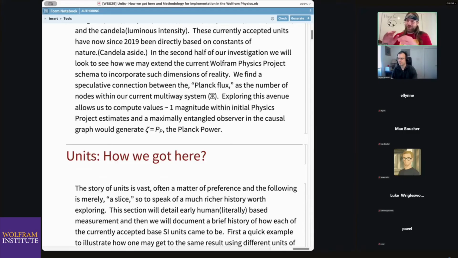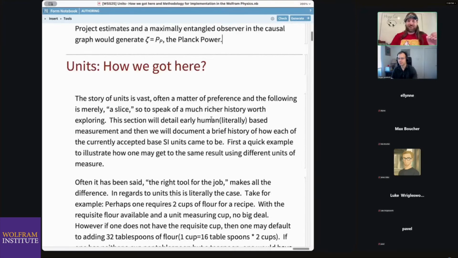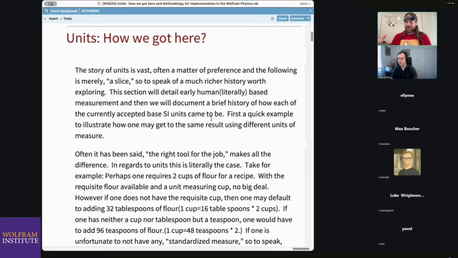So long story short, I basically just stripped the dimensions out, which seems like a very reckless thing to do, and then it seemed to replicate a lot of the initial physics project findings within approximately one order of magnitude, which I wasn't expecting. But again, this is a speculative connection, but we're going to kind of break it down. All right. How the heck did we get here?